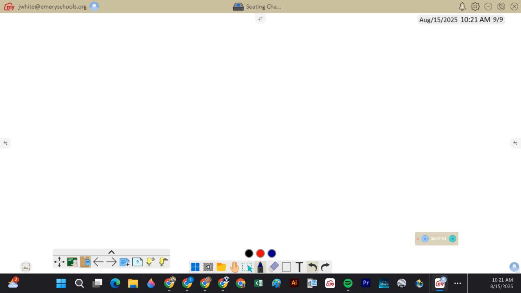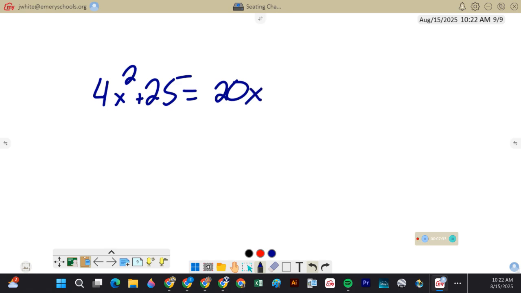How about 4x squared minus 25, plus 25, sorry, equals 20x. What do we need to do here? We have to get it equal to 0, and I prefer my x squared term to be positive. So I'm going to move this over. 4x squared minus 20x plus 25.